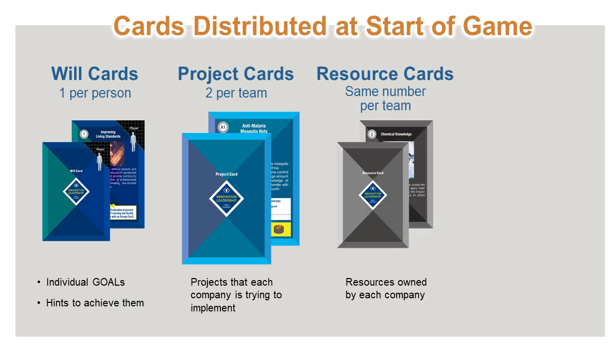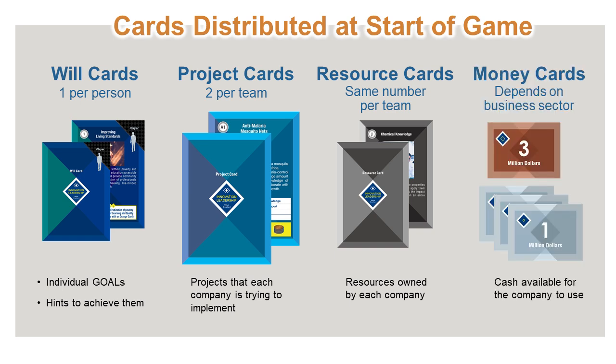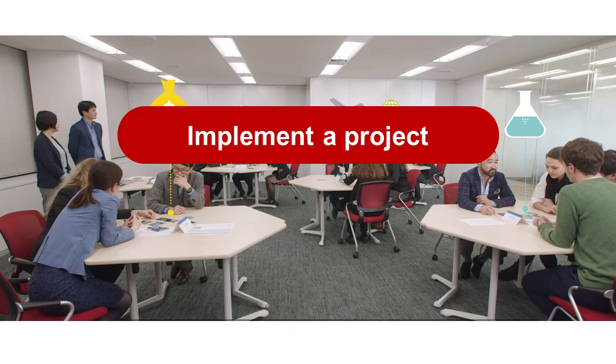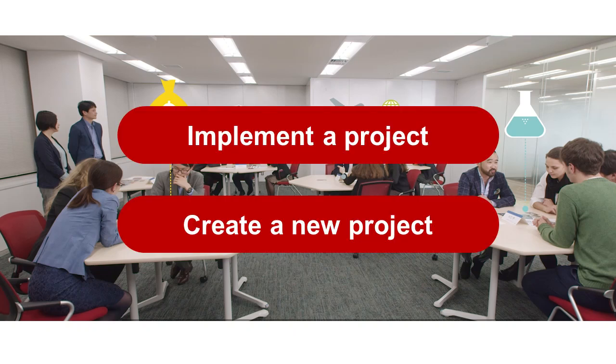The resource cards describe the resources held by each company. All companies will receive the same number of cards. The money cards represent current funds. In other words, the cash that the company can use. Money is distributed according to the business sector and the contents of the project. Broadly speaking, these cards are used to do 2 things: implement and execute a project and create a new project.